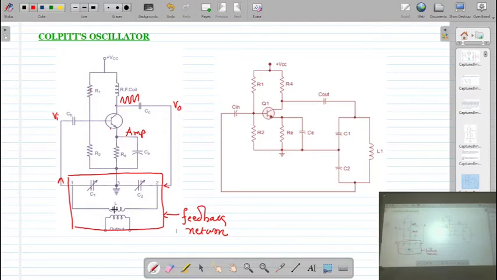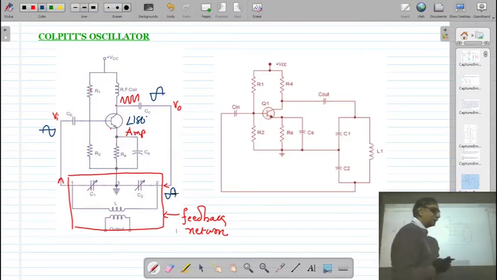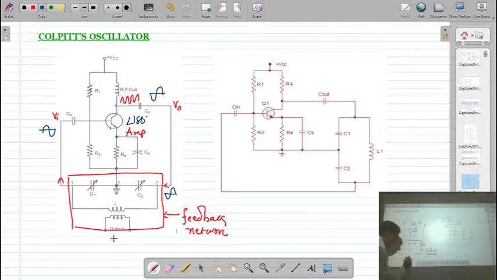Now if we look at the working, the amplifier circuit introduces a 180 degree phase shift. Means if there is a positive cycle and a negative cycle, after amplification it becomes a negative cycle and then a positive cycle. Now that voltage appears at the input of this feedback network. And here we have a tank circuit, an LC circuit. This LC circuit introduces another 180 degree phase shift.